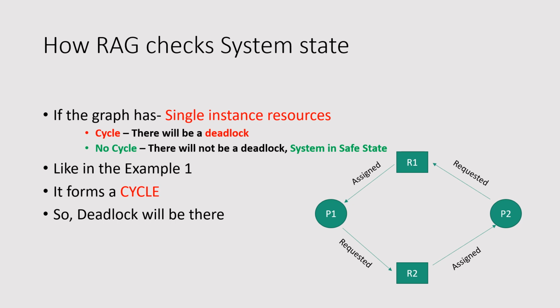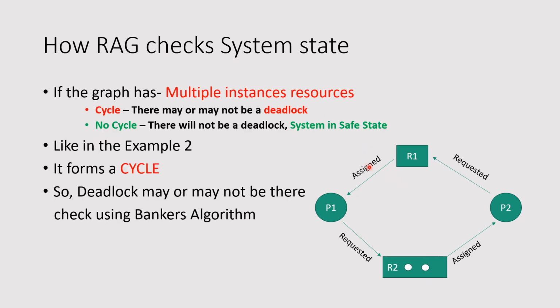So first step is to see whether our graph is single instance resource graph or multiple instance resource graph. Just see in this example, it is single resource instance. Next step is to check whether there is a cycle in this or there is no cycle in this. If there is a cycle, then it shows that there will be a deadlock for sure, and if there is no cycle, then the system is in the safe state. Like in this example, it forms a cycle. These processes are dependent on each other, so deadlock will surely be there.